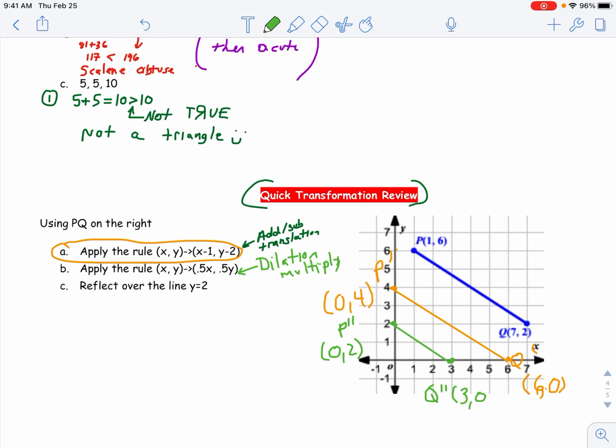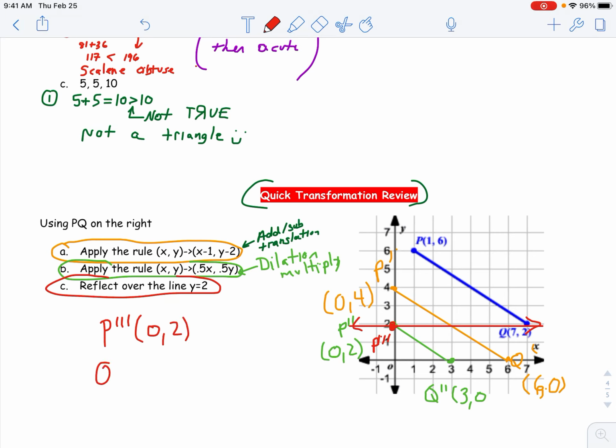And the last thing we're going to do is reflect over the line. Here, I'll circle that. We're going to reflect over the line y equals 2. And it's really just counting. Remember, this is the line y equals 2. So since P double prime falls on that, P triple prime, our final one, will fall right there as well. I'll write P triple prime over here. It's still (0, 2). And then Q triple prime, a little more calculation: it's 2 below the line, so it's going to be 2 above, boom. That's Q triple prime, and it lands at (3, 4).